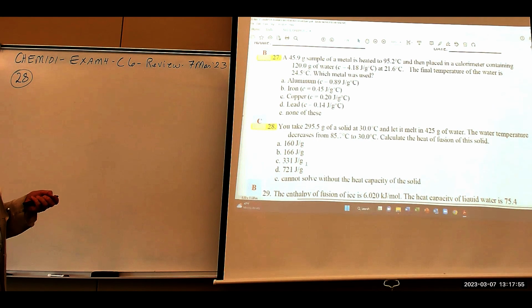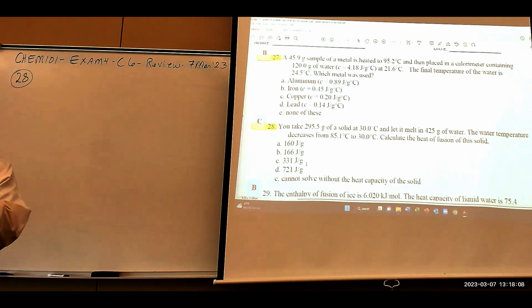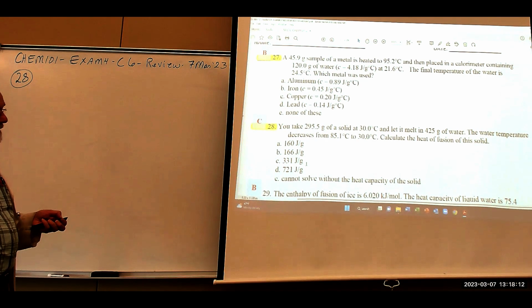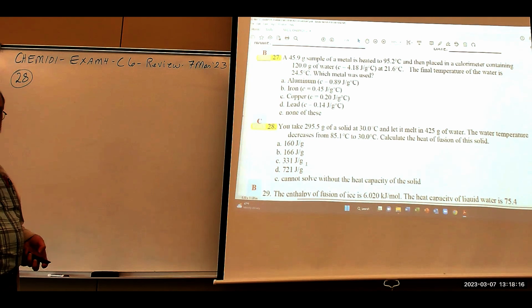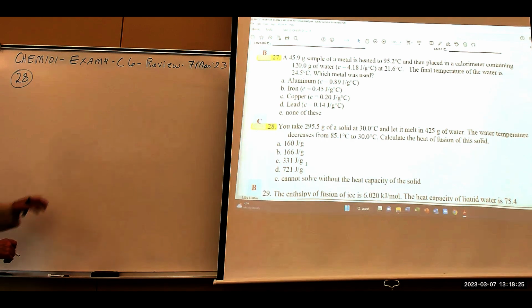The water went from 85.1 to 30, and the solid was already at 30. So the reason they're saying that is because the temperature has to be constant at 30 degrees in this case. They're saying that the melting point is 30 degrees. Okay, this is way hypothetical, right? In the real world, I don't think you could get away with this. But here's what we got.